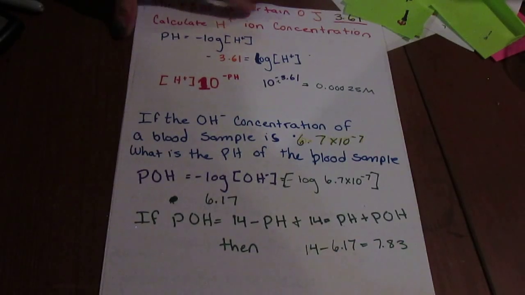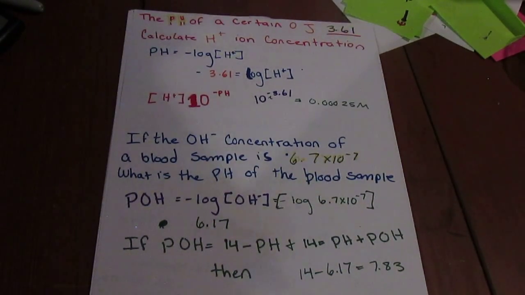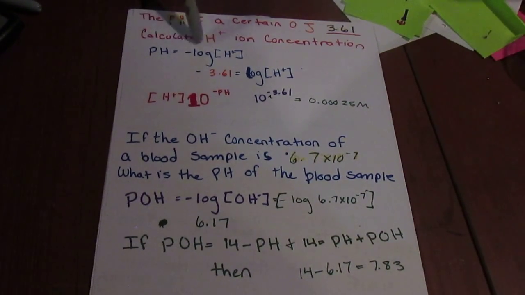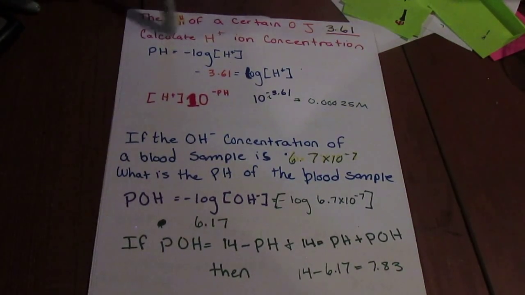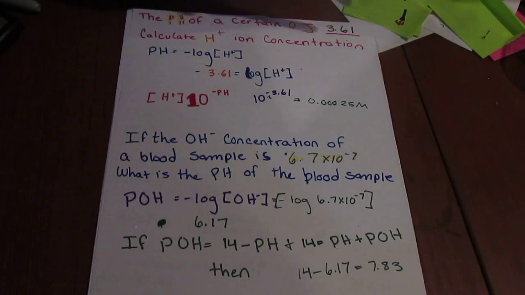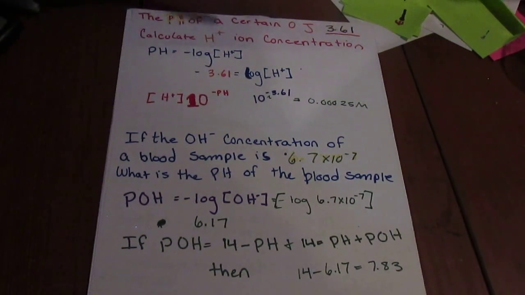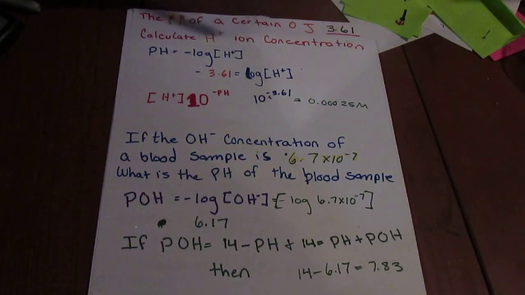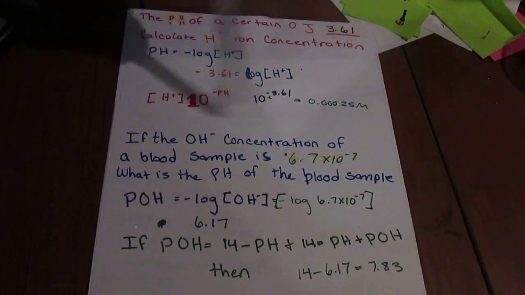First we begin with the concentration of orange juice. So the question says the pH of a certain orange juice is 3.61. Calculate the hydronium ion concentration. So we have our pH is equal to negative log formula. From this formula we can actually manipulate the equation and just plug in our pH, and to get the log out of the way we do need to do the anti-log.